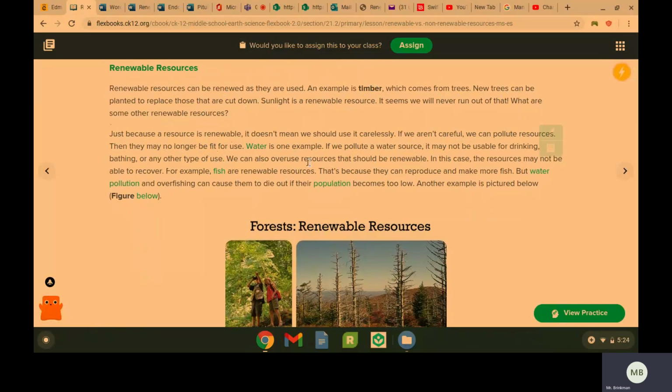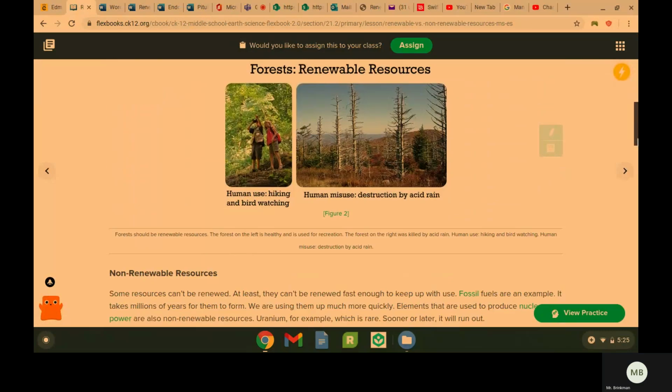If we overuse resources, we may not have enough, or the supply may not be able to recover. For example, fish are renewable resources. Fish can make more fish, but if we pollute the water and overfish, then we cause their population to die out or become too low.